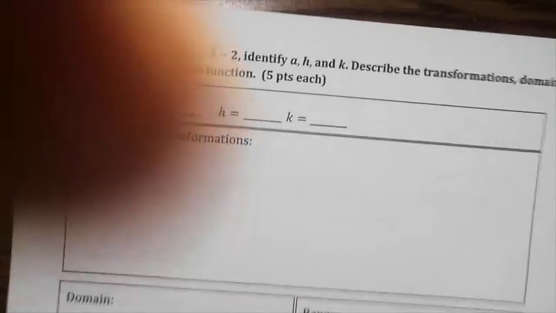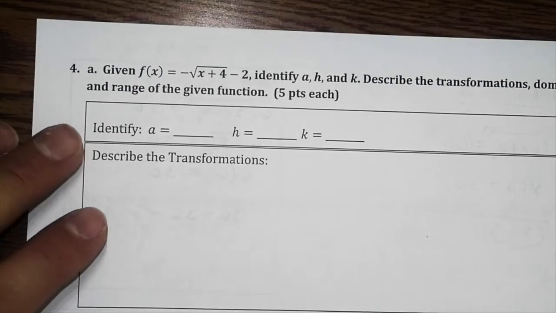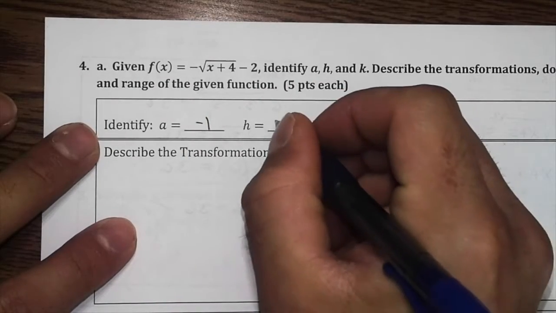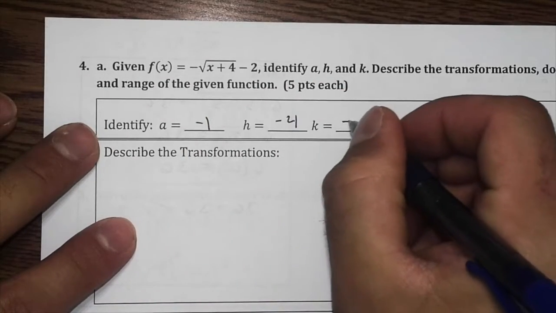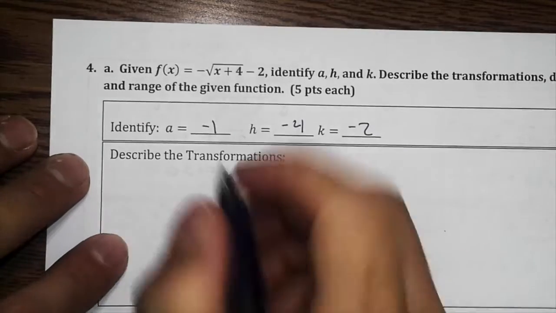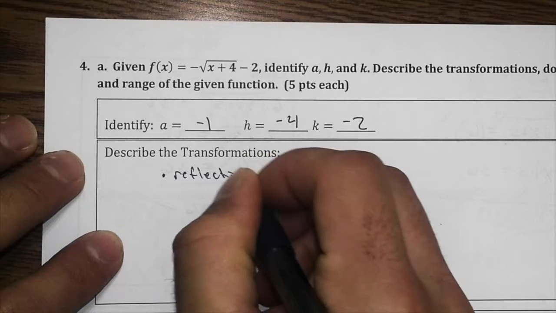So here we're looking at the first one, which is a square root function. All right, so a, h, k. A is negative 1, h is negative 4, and k is negative 2. So describe the transformations. So we have a reflection of x negative 1.